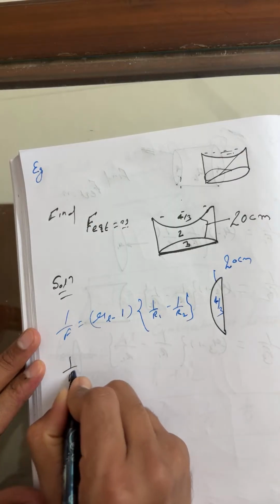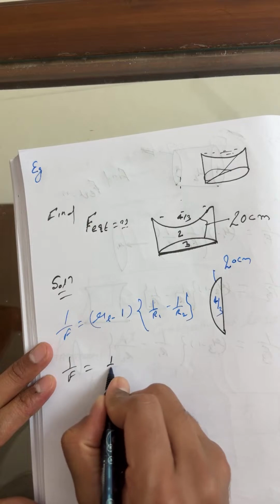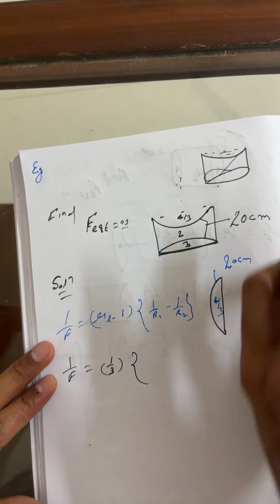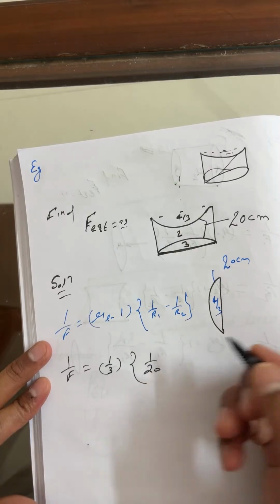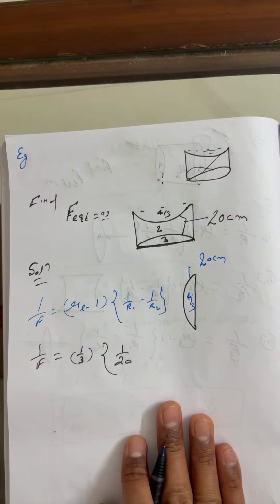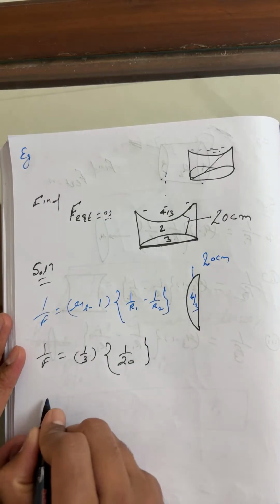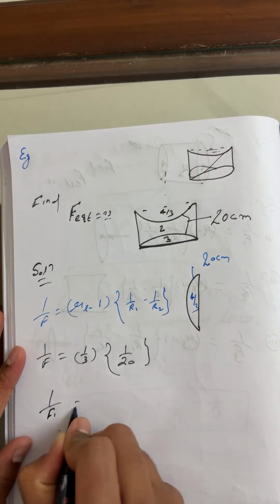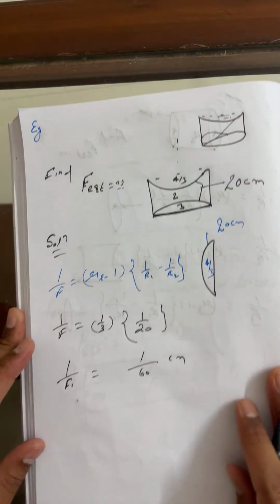So this is mu of lens, 4 by 3 minus 1. So you can say this is 1 by 3. Again, this is positive. So 1 upon 20. I hope all of you remember here, the radius of the straight line path is equal to infinity. Something upon infinity, what you can see, 0. So you can write 1 upon F1, it's nothing but 1 upon 60 centimeter.